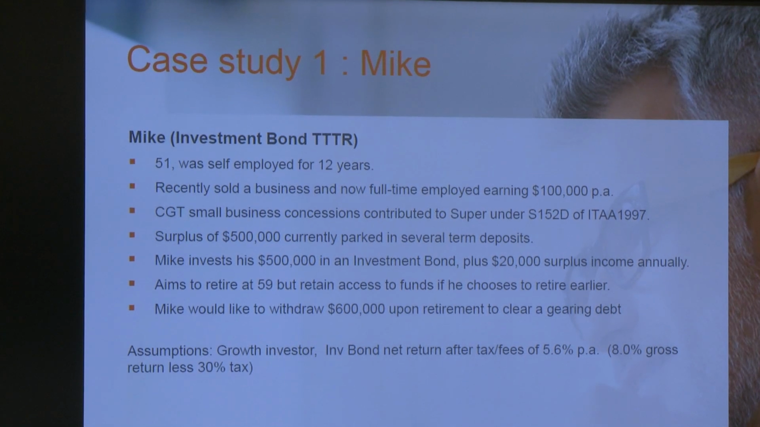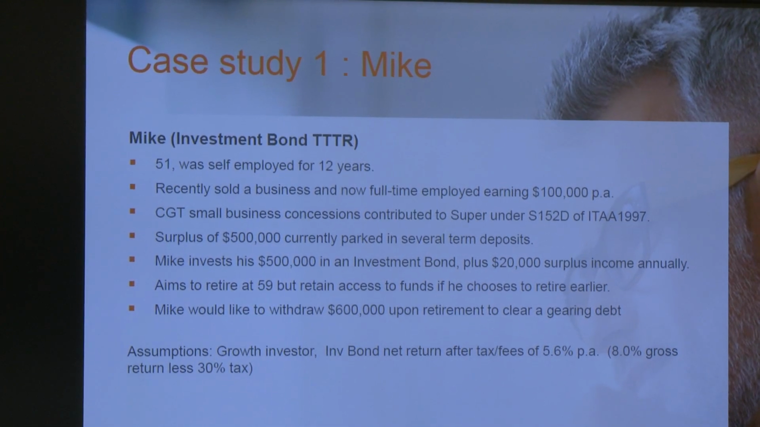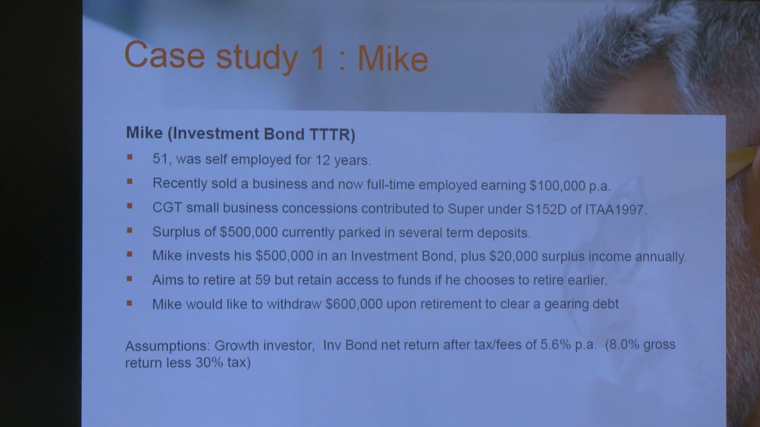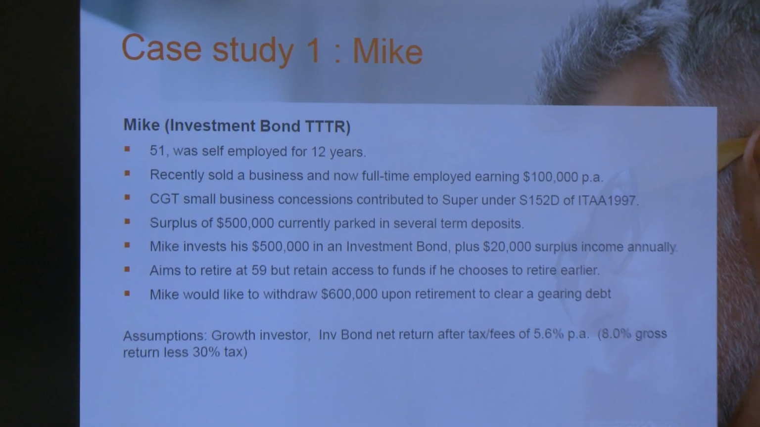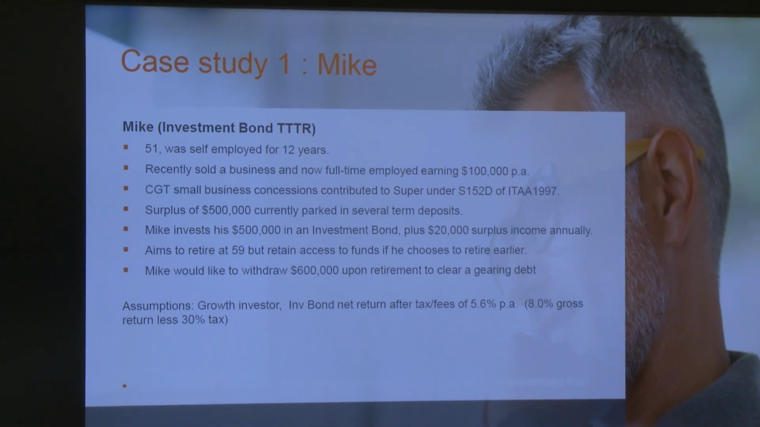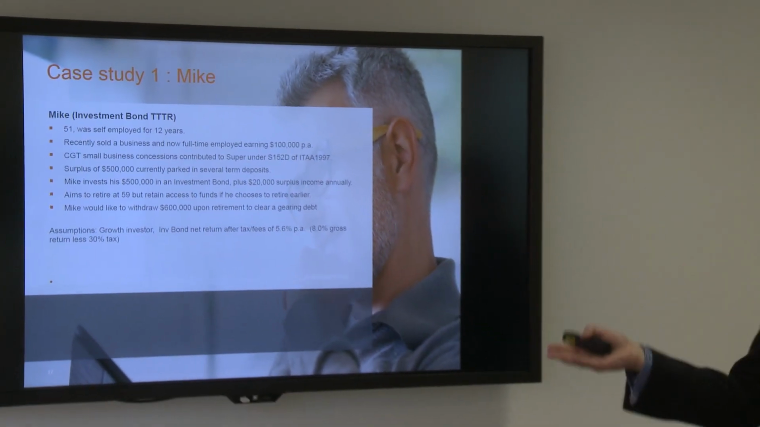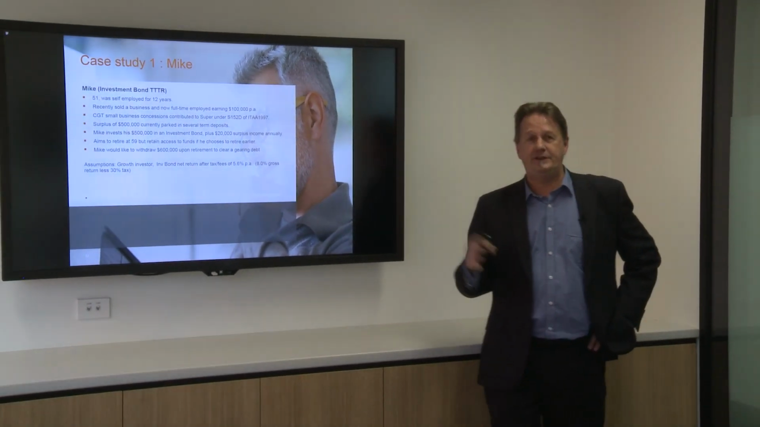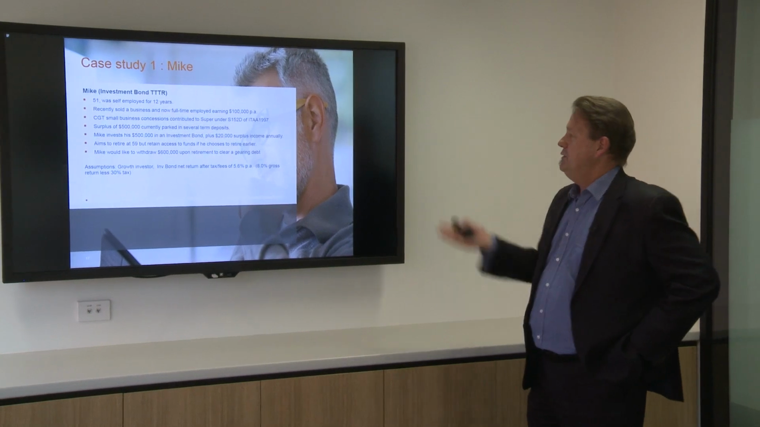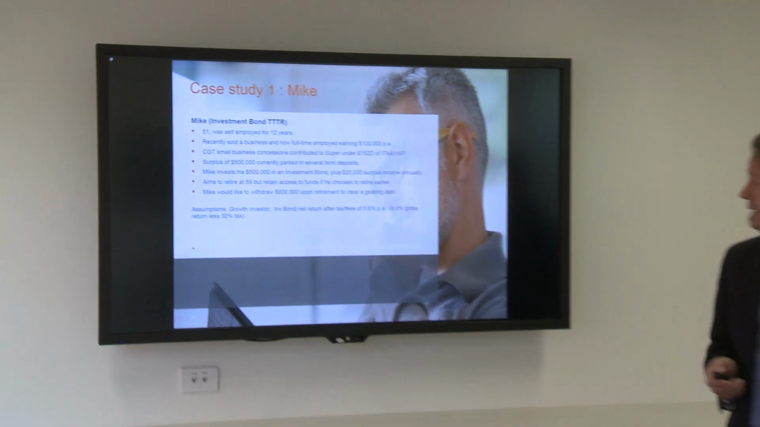So he's got an investment property, he owes $600,000 on it, and he knows at some point he needs to clear that. He's going to continue to run that investment property and pay the debt interest only while he's still employed. But when he gets to retirement, he's got a $600,000 debt he's got to look at clearing. Okay, so we've assumed he's a growth investor and the return on the investment bond after tax and fees that we've used here is 5.6%, which is an 8% return less 30% tax. So that's where we get to that part there.